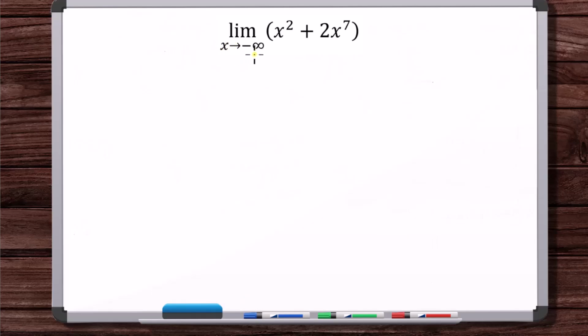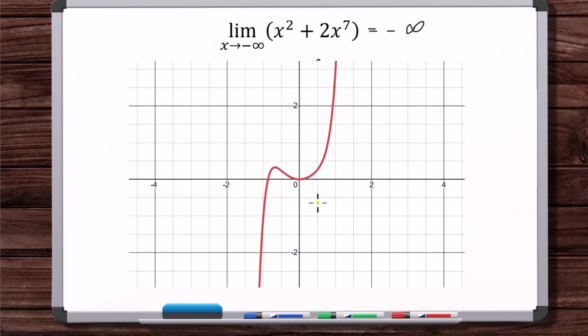Okay, the limit as x approaches negative infinity of x squared plus 2x to the 7th. So we have just another polynomial here, and so we just analyze what the leading term is doing. Minus infinity to the 7th is minus infinity, times positive 2 is still minus infinity. So as x goes to negative infinity, this must be going to negative infinity. And there we go.